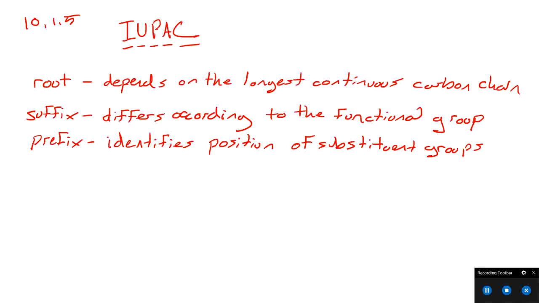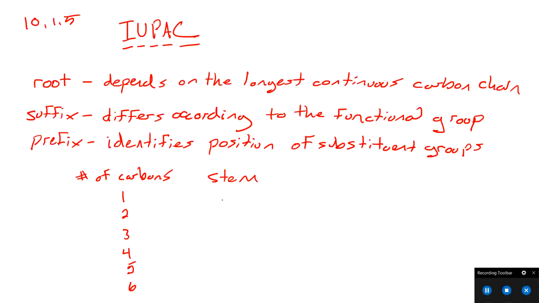Now, this root word is based off how many carbons are in the longest chain, so we have to know how to name that. For your purposes, generally we only see carbons up to a maximum of 6 for the longest. You can see up to 10 occasionally, but the IB expects you to be able to name things with up to 6 carbons.